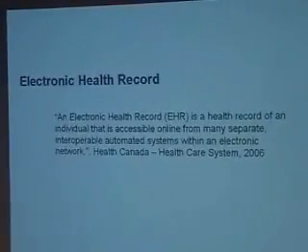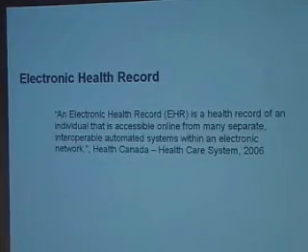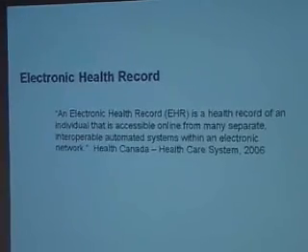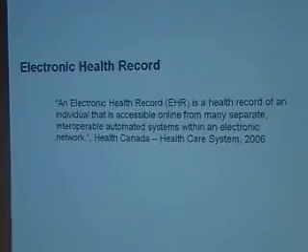On the other hand, Canada is going in a much bigger way to electronic health record, which is defined as a health record of an individual that is accessible online from many separate interoperable automated systems within an electronic network. So the most important idea is that it's online, so that means it's in some kind of network. It is a simple definition, but the organizations, for example Canadian Health Informatics, are giving it a bit more specific meaning.